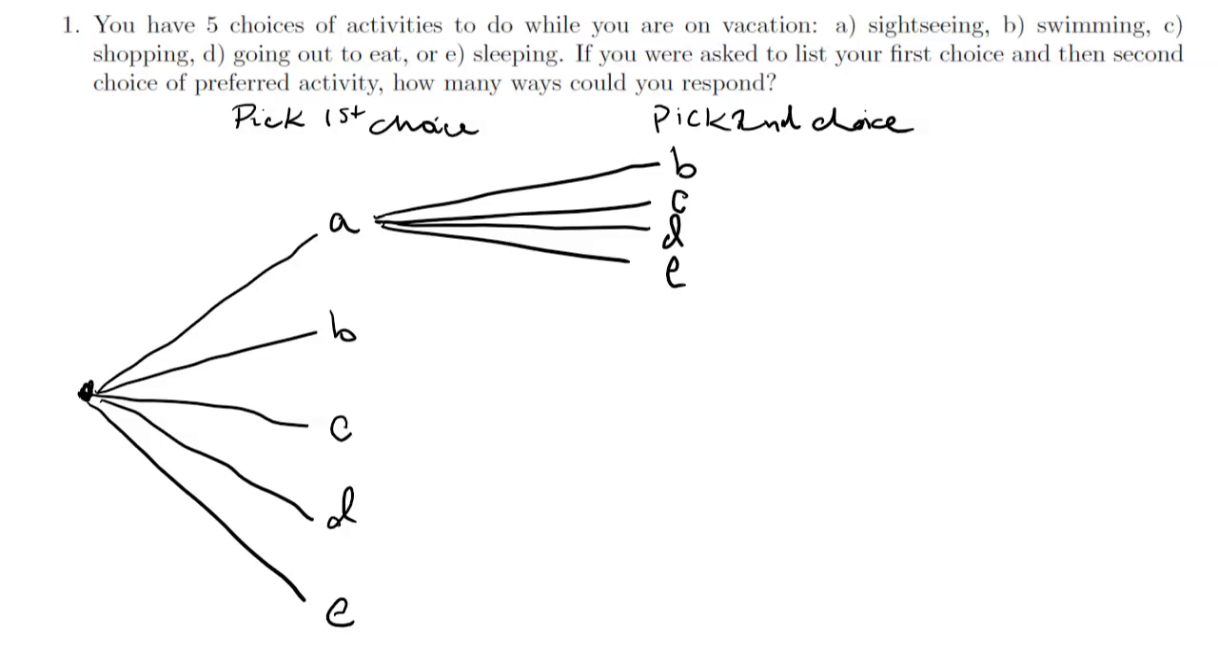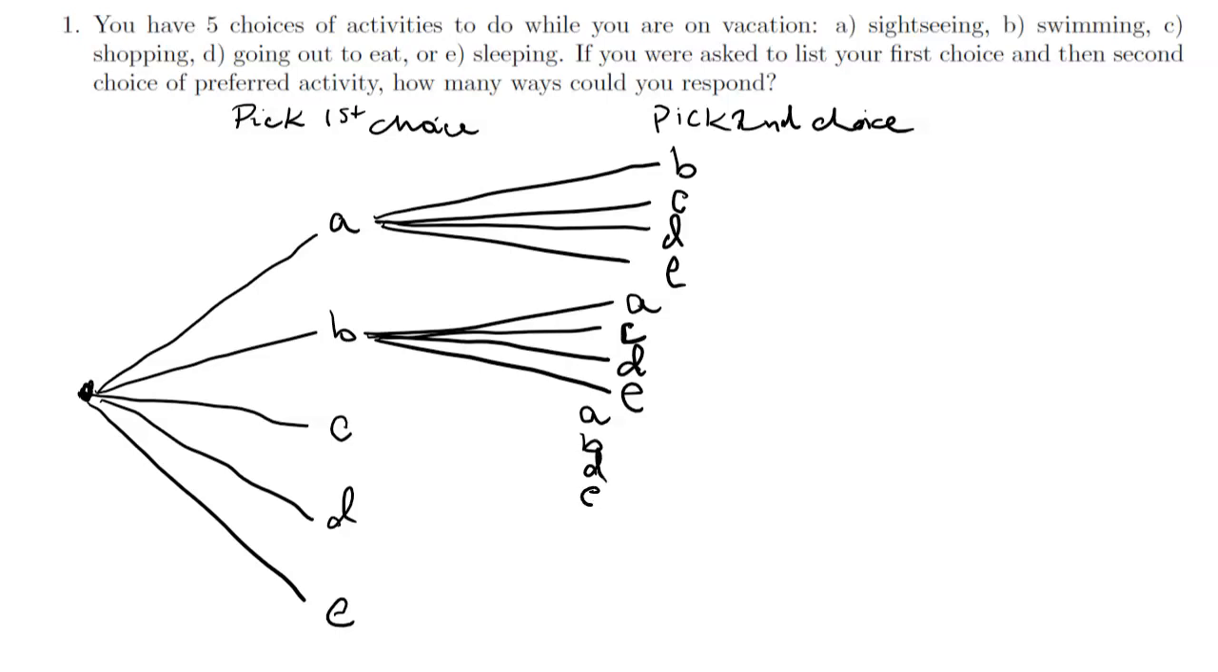If I had chosen B as my first choice, this time A is a valid second choice. I could say, first I want to go swimming, and then if that doesn't work out, I want to go sightseeing. So we could have A, C, D, or E after B. You just can't choose the same one again, but any of the other 4 are valid second choice options. Then if we had picked C first, I can pick anything else second. So we could pick A or B, not C again, but we could pick D or E.